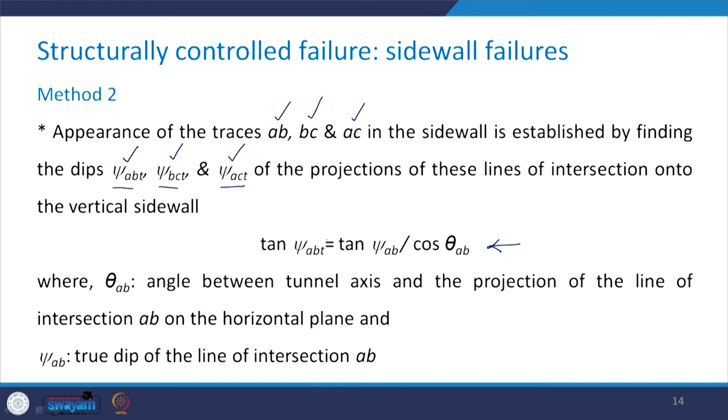So, tan of psi ABT is equal to tan of psi AB and cos of theta AB. The question is how to determine psi AB and how to determine theta AB, but before that we need to know what exactly these are. So, this psi AB is the true dip of the line of intersection AB, where theta AB is the angle between the tunnel axis and the projection of the line of intersection AB on the horizontal plane.